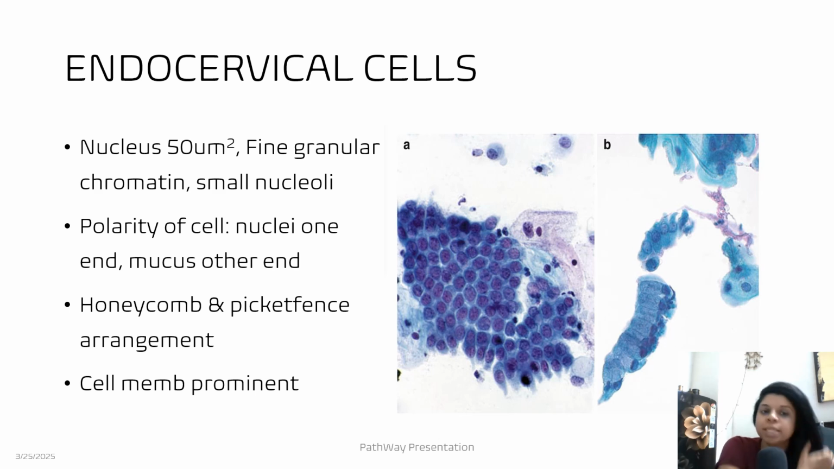So the nucleus size is 50 micrometer square, which is almost the same as the parabasal cell nuclei, but they have fine granular chromatin and there can be small nucleoli, which are usually not seen in the parabasal cells. The cell membrane will be very prominent. In parabasal cells the cell membrane is also defined, but I would say in endocervical cells it is more prominent. After all, you will be differentiating a squamous cell from a glandular cell when you are differentiating endocervical and the parabasal cell.